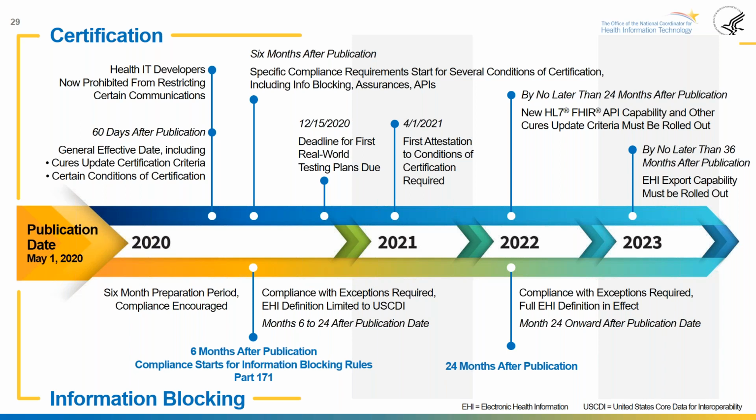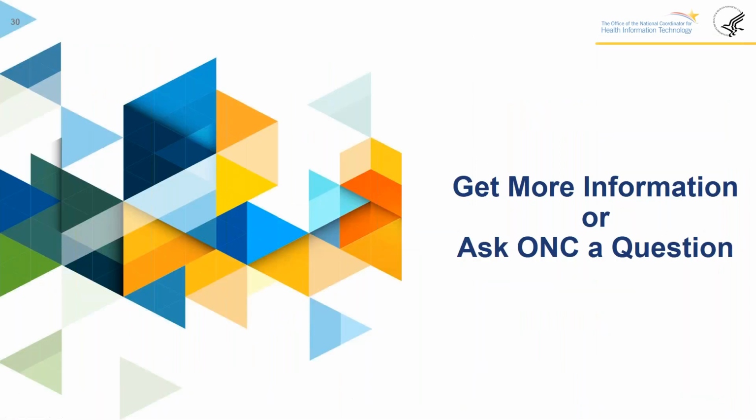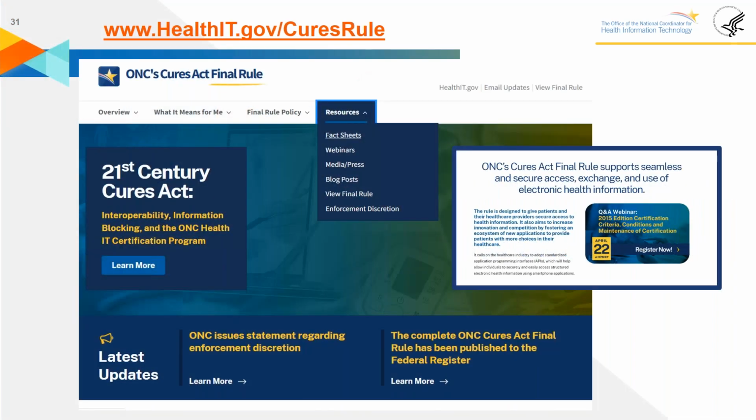And at this point, we are at the conclusion of the substance, with the exception of, as promised and advertised, moving to get more information. Here is the web page you want to start on, healthit.gov/curesrule. Under the resources tab, you will find the fact sheets, webinars, and as I just mentioned, go down to the very bottom of that drop-down box, and that is where the enforcement discretion information link is.